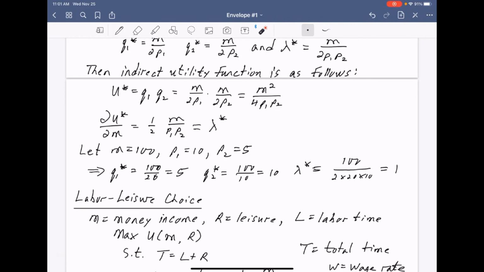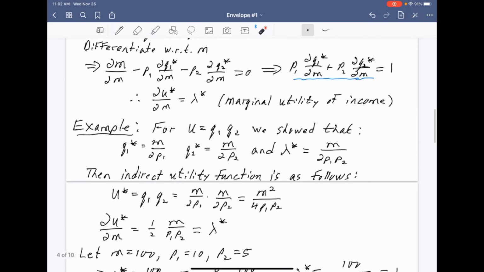So let's let M equal 100, P1 equal 10, and P2 equal 5. Then we find that Q1 star is equal to 5, Q2 star is equal to 10, and this lambda star is equal to 1 as required way up here.